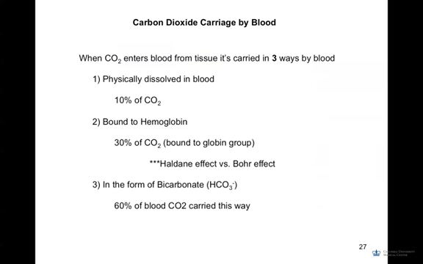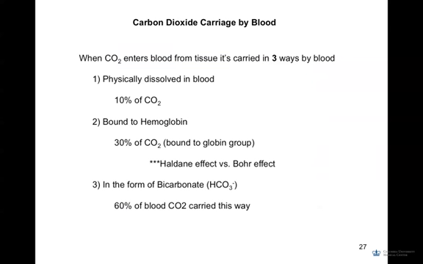So what about carbon dioxide, carrying carbon dioxide in the blood? When CO2 enters the blood from tissues, it's carried in three ways by the blood. CO2 can physically dissolve in the bloodstream, and that's about 10% of total CO2. So CO2 is a little bit more polar, and so it's a little bit better at physically dissolving into the plasma. And again, the amount of CO2 in the plasma is represented by the pCO2 of plasma, the partial pressure of CO2 in plasma.